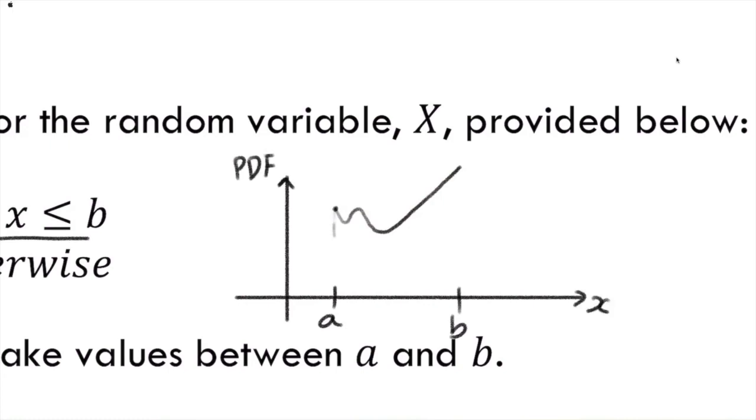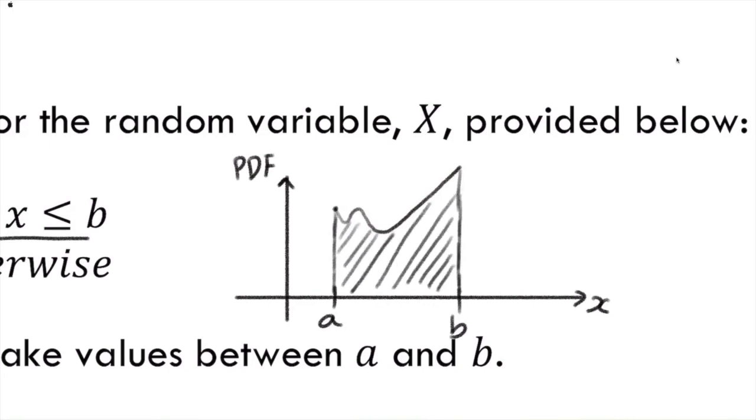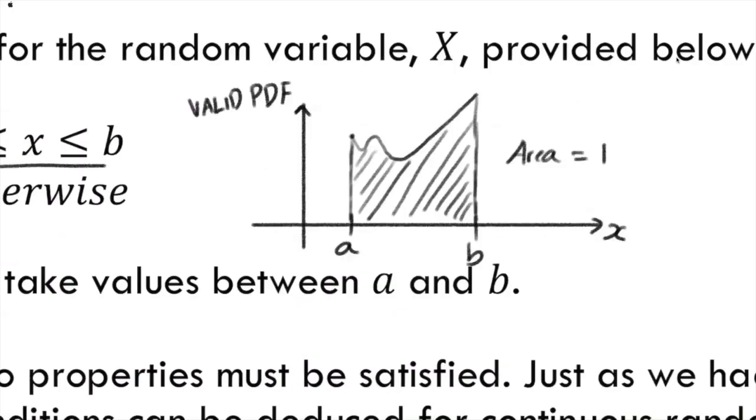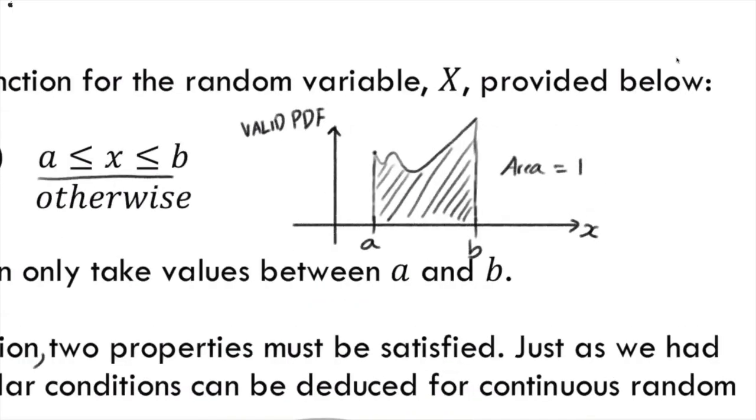All that we need to ensure for this PDF to be valid is that the full area underneath the curve is equal to 1. That ensures it's a valid PDF. Pretty cool, right?